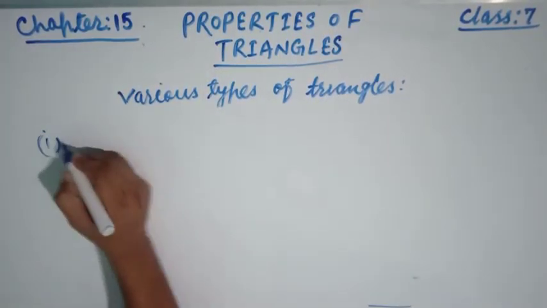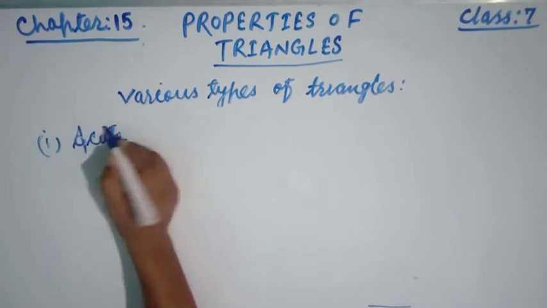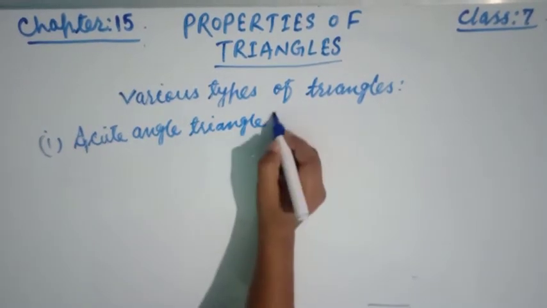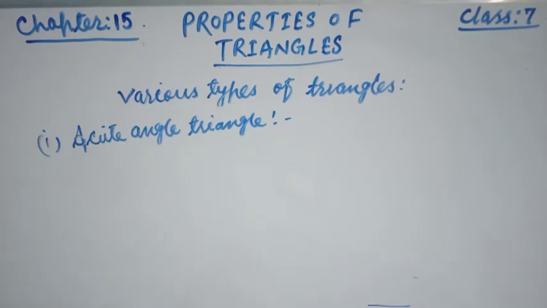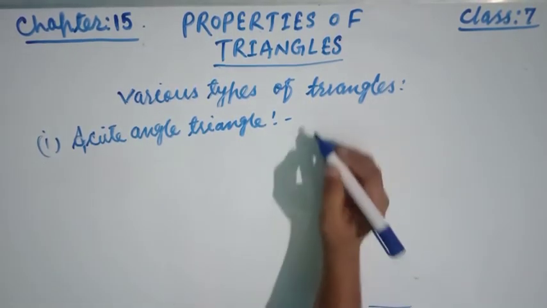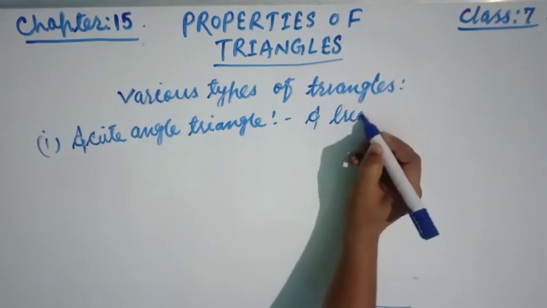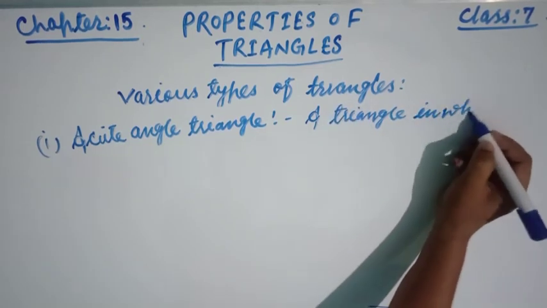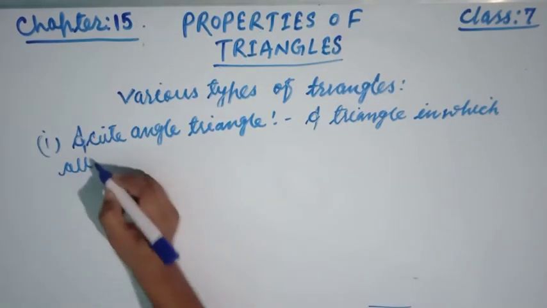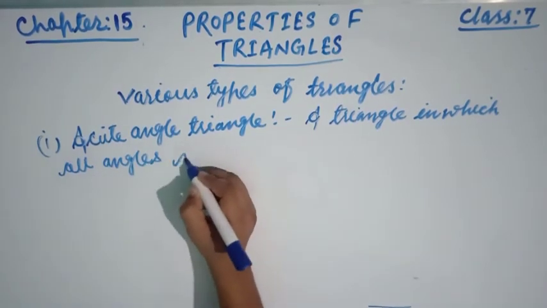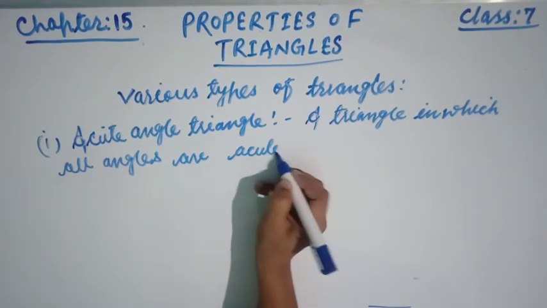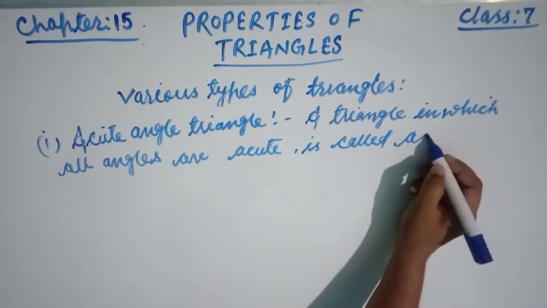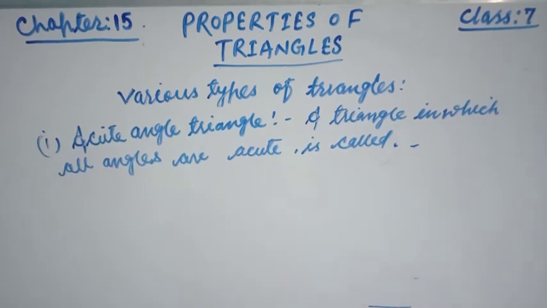The first is acute angle triangle. A triangle in which all angles are acute is called an acute angle triangle. Okay friends, now see the example.